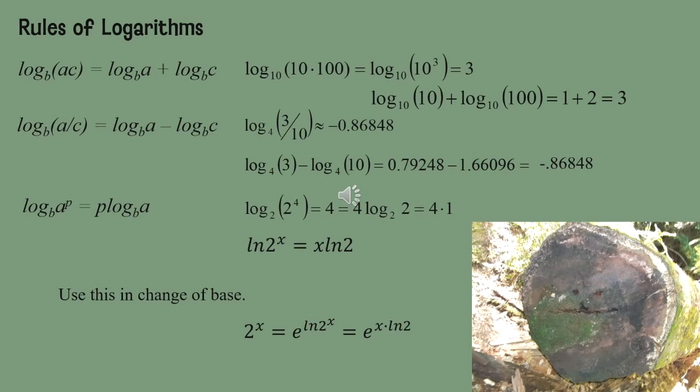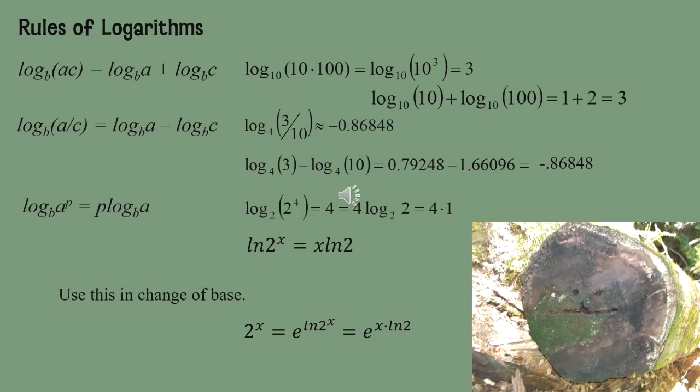Now, if you're dividing instead of multiplying, then the expression will be log base b of a minus log base b of c, where c is the denominator. This might be a good one to check using a calculator. So log base 4 of 3 divided by 10 is approximately negative 0.86848 from my calculator using a change of base formula. If I take log base 4 of 3 and I subtract log base 4 of 10, log base 4 of 3 is 0.79248 and log base 4 of 10 is 1.66096. Their difference gives me negative 0.86848. So I can see I get the same expression, hence backing up that this rule holds true. That's not really a proof, it's just helping illustrate what the rule actually says.